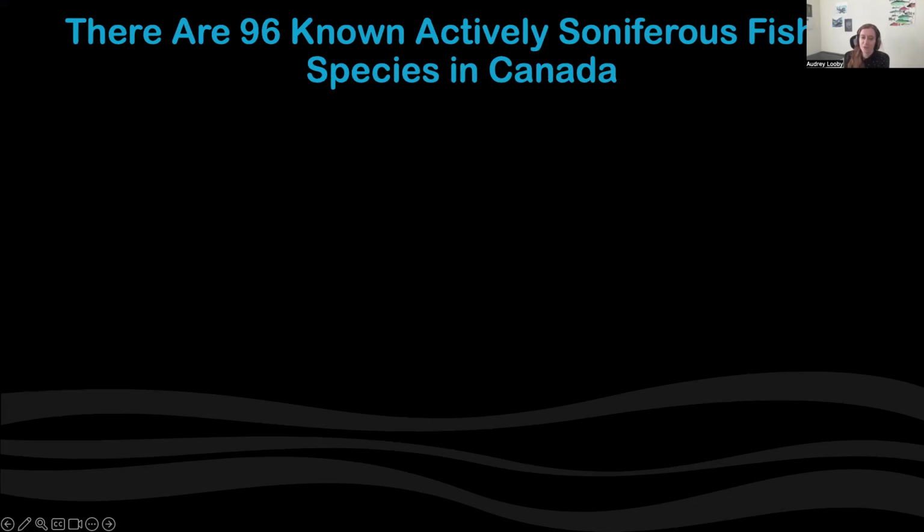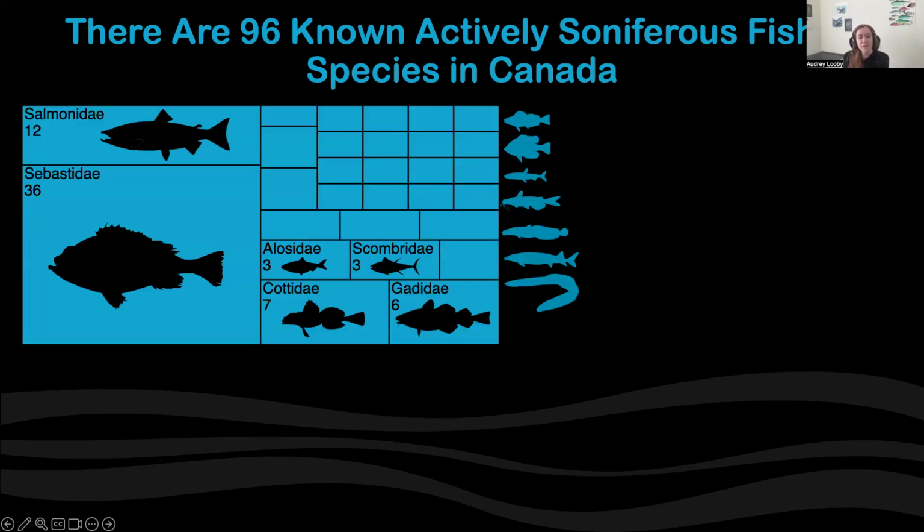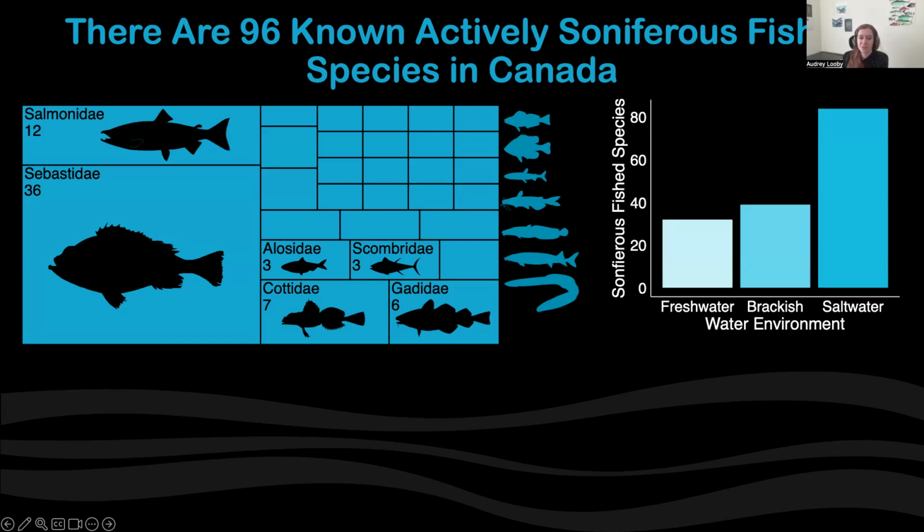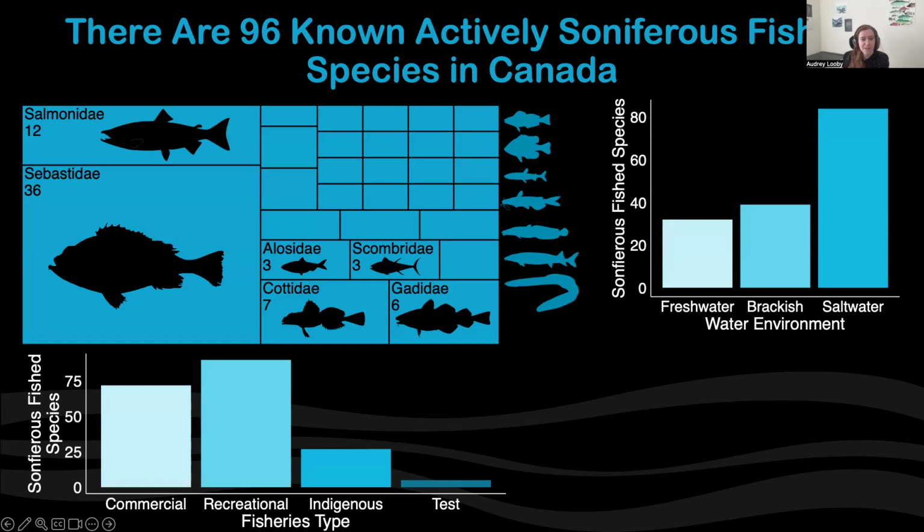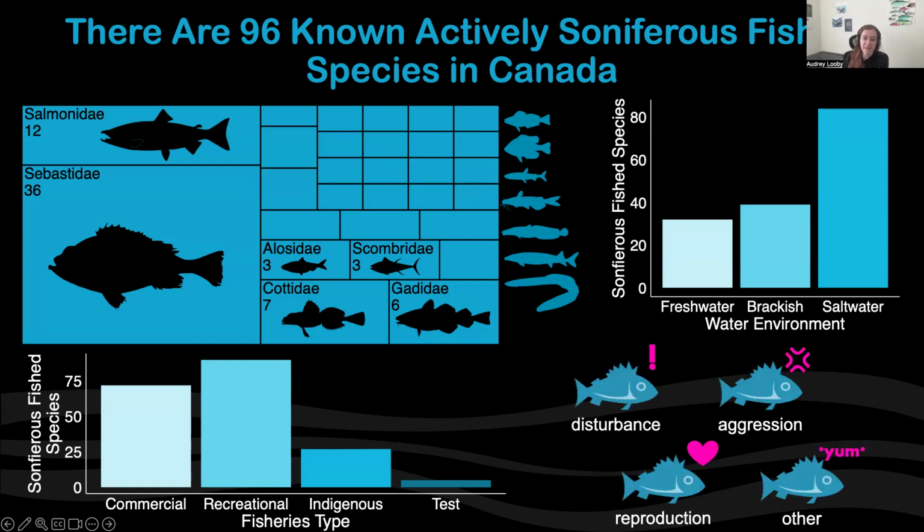So there were 96 known soniferous fish species in Canada, representing 29 families shown with the boxes, with the most known species in rockfishes, salmons, sculpins, cods, shads, and tunas, with many others also represented. While species associated with saltwater were more common, there were also some that inhabited freshwater and brackish environments. Most of these species were fished both commercially and recreationally in Canada. Kayla couldn't capture Indigenous and test fisheries data as comprehensively, but at least some species from those fisheries types were also represented. And these species make active sounds for reproduction, aggression, disturbance, or other behaviors like schooling or competitive feeding.